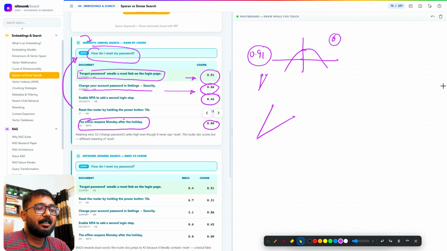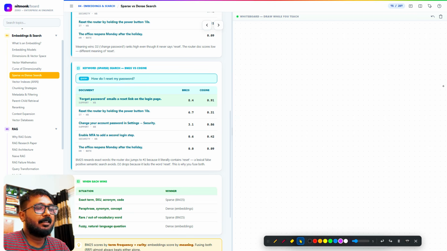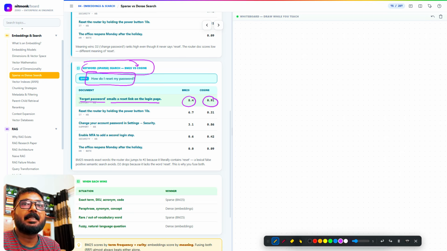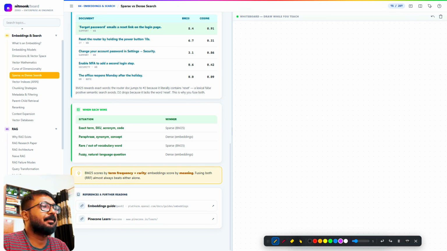Then if BM25 comes in, you see what happens is, how do I reset my password? The keyword sparse search, BM25 versus cosine. Here, "forgot password, email reset link, login page": BM25 says 8.4 and cosine said 0.91. So we get more evidence that these documents are closer to what we are trying to search for, correct? That's how it becomes really important to use both lexical search and semantic search if you're trying to figure out the similarity between the documents, correct?